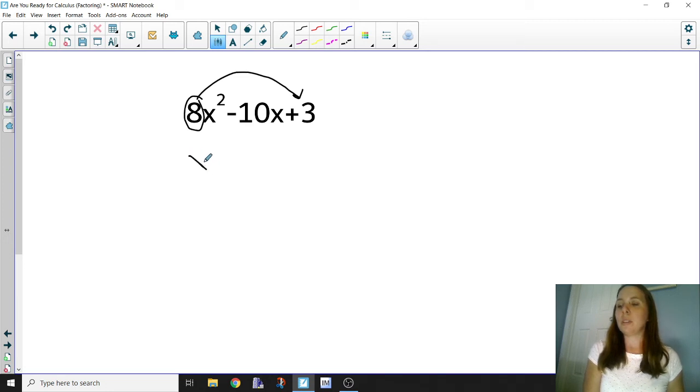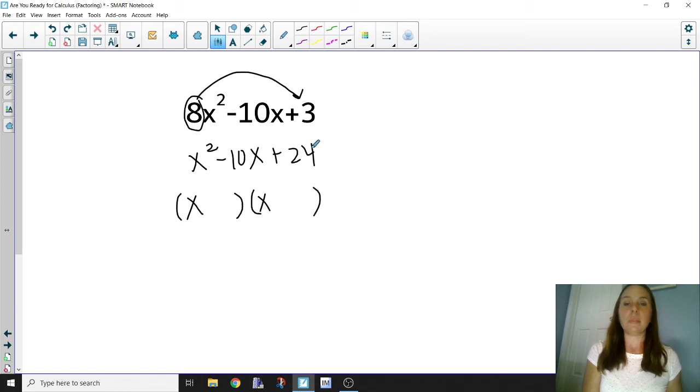But what we're going to have is x squared minus 10x plus 24 as our trinomial. Because again, what I did was I moved this coefficient of 8 over here and multiplied it with a 3. Now I'm going to factor this, okay? And this is a much easier one to factor just by thinking about it because I have just x and x here. I need numbers that multiply to get 24 that add up to negative 10. Those would both be negative numbers. And what would they be? Negative 6 and negative 4, right?